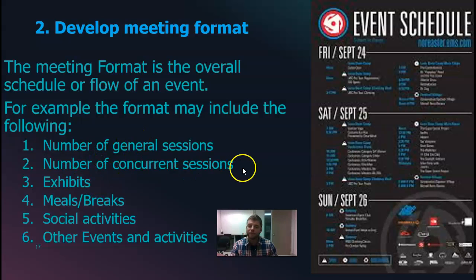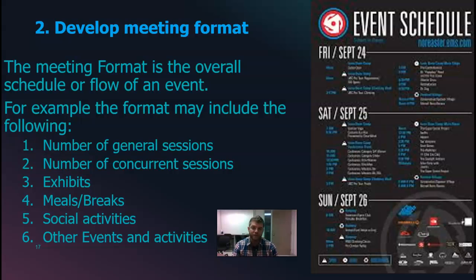You'll also have a number of concurrent sessions. So you want to figure out how, after the very first general session, after they all break apart, where do they go? Do they split up in groups of 5, 10, 20, 50? How many concurrent sessions will there be before they meet back up? Most likely in some sort of meal format.